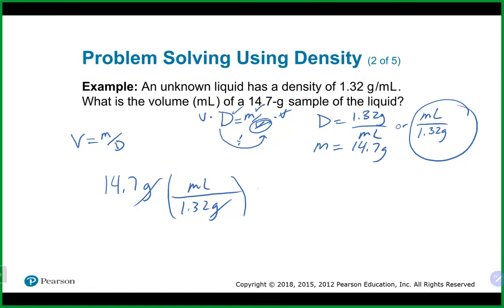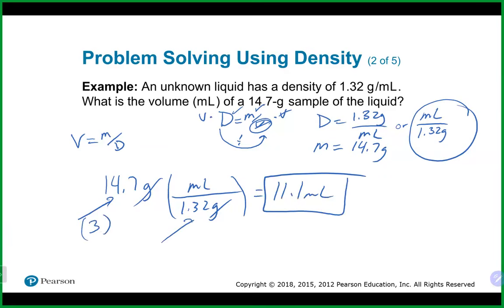Looks like 11.1 milliliters in this particular case. We have 3 sig figs there, right? And 3 sig figs there. So our answer should have 3 sig figs.